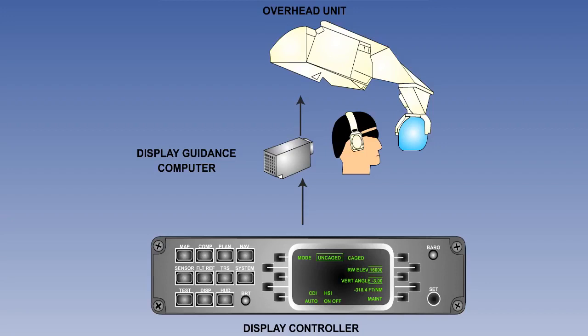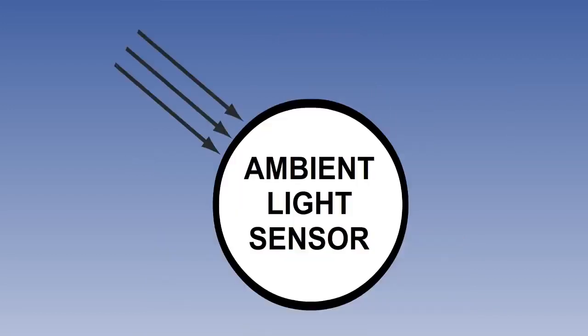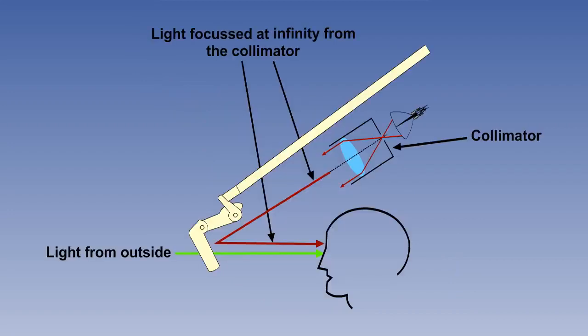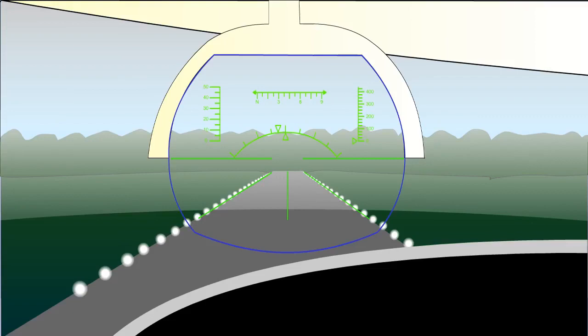First generation systems have four basic components. These are a display controller, a display guidance computer, an overhead unit, and a combiner. There is also an ambient light sensor. The light from the overhead unit is focused at infinity. This is achieved by designing the projector as a collimator. Conformity means that when a symbolic object is projected onto the combiner and the actual object that it represents is visible through the windscreen, they'll be aligned.